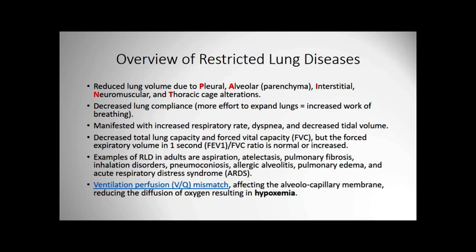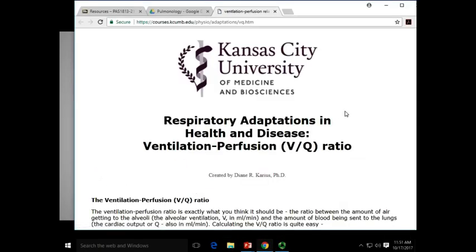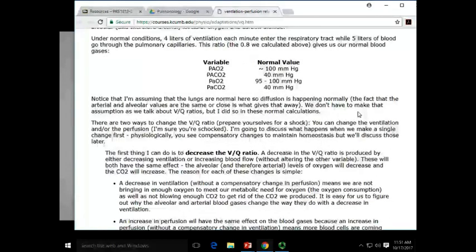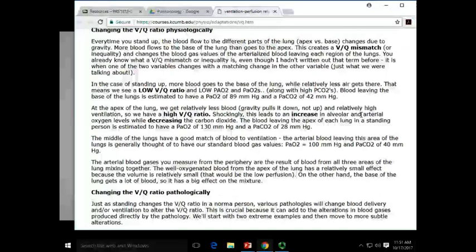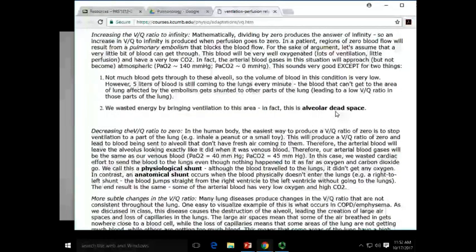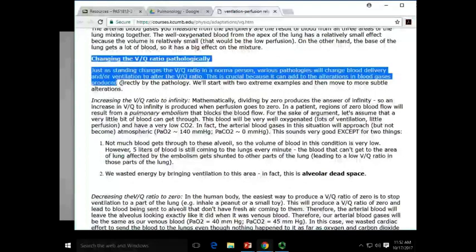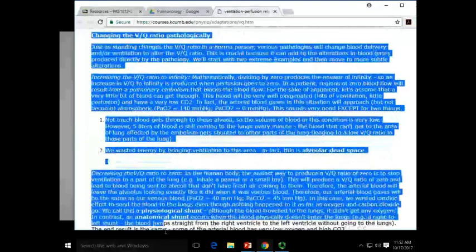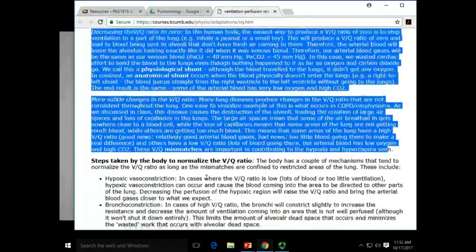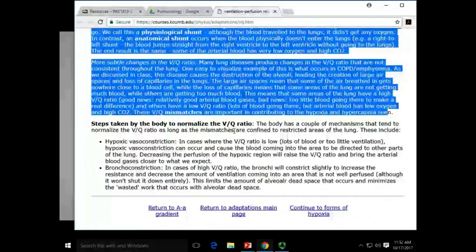In all cases of these diseases, there is going to be what is called a ventilation-perfusion mismatch that will affect the capacity of the alveolocapillary membrane to exchange oxygen, and the final result in any case will be hypoxemia. There you have a link that I recommend you read about what a ventilation-perfusion ratio and mismatch is. The most important part is the one that says changing the ventilation-perfusion ratio pathologically, in order to understand what happens and the steps taken by the body to normalize the ventilation-perfusion ratio.